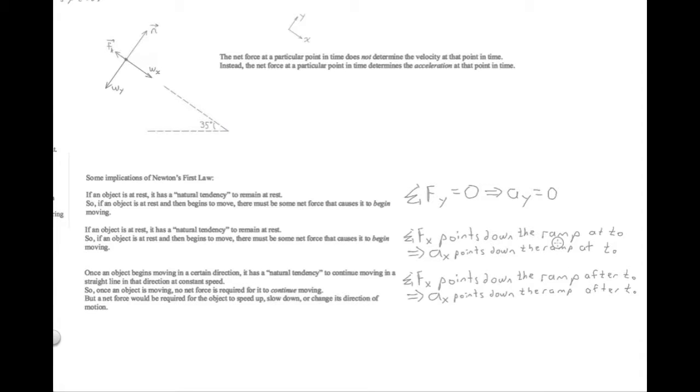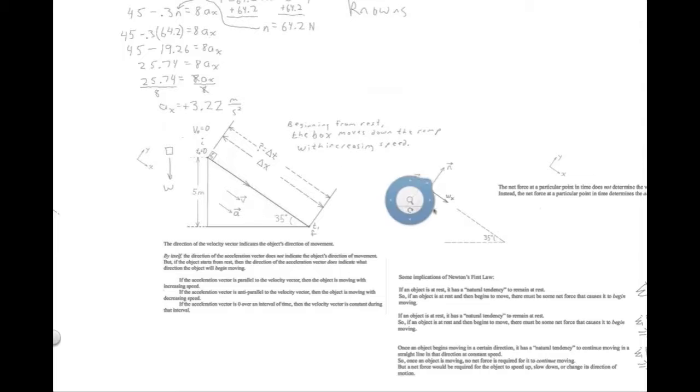The net force in the x component at time 0 would explain why the object begins moving down the ramp. And the net force in the x component after time 0 explains why the object moves down the ramp with increasing speed. Okay, so now we've done the work to show that all our results so far regarding forces and acceleration make sense.